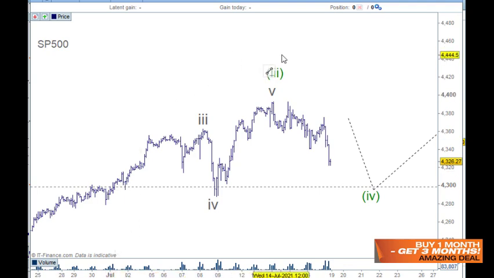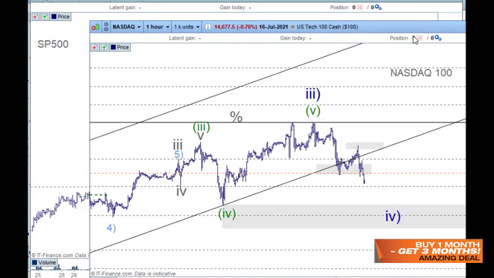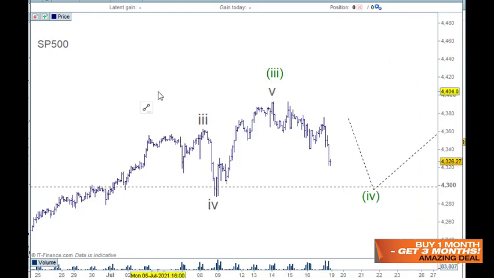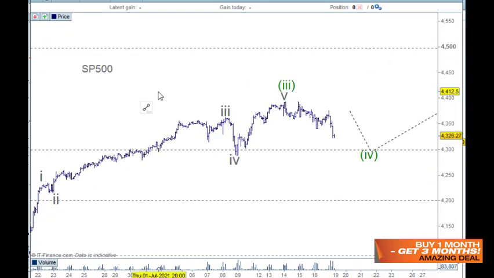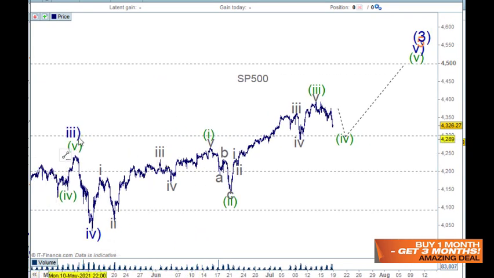We could also have this as a blue wave 3 too, like the NASDAQ. So we'll need to talk about that as well. In this case, if we had blue wave 3 and 4 here, then 1 here, 2 here, and 3 here, and 4 here, and then going up for 5.